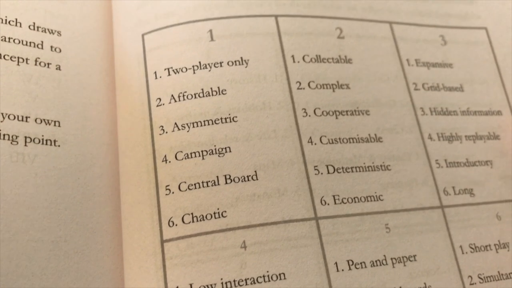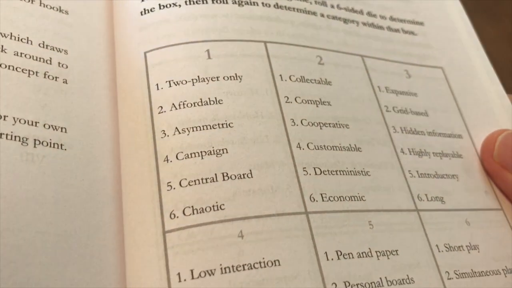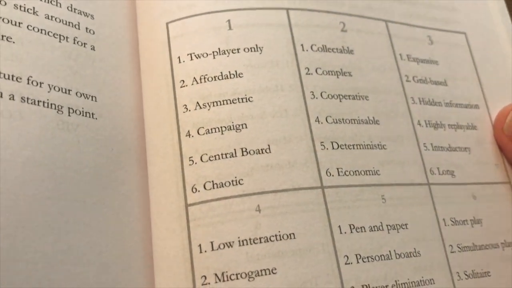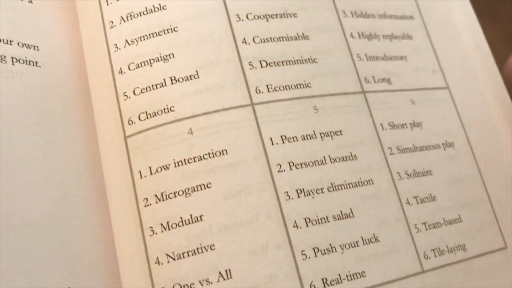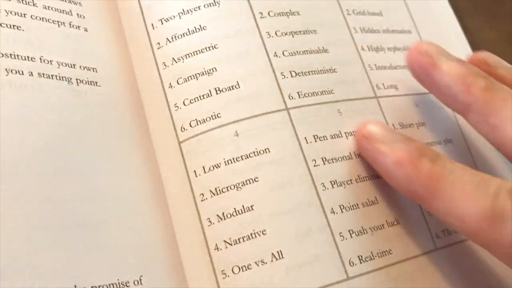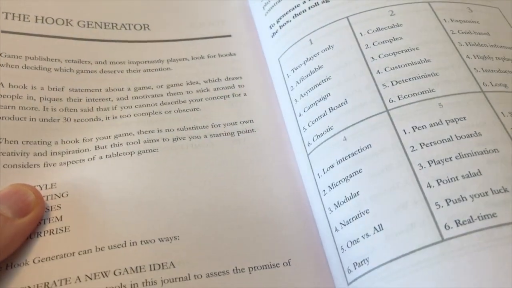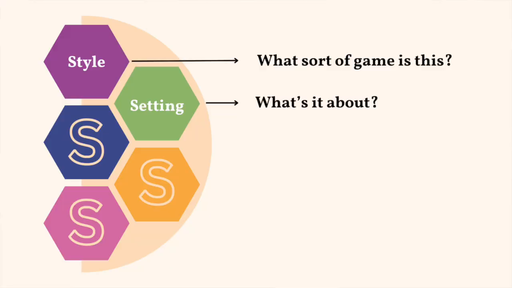It describes the features of your game. And I've got a bunch of different examples in the book here. Two-player only, affordable, asymmetric, a campaign game, a central board, a chaotic game. And this is not an exhaustive list, but it gives you some examples of the sort of things that you might want to consider. So the next aspect of the 5S system is to look at the setting.